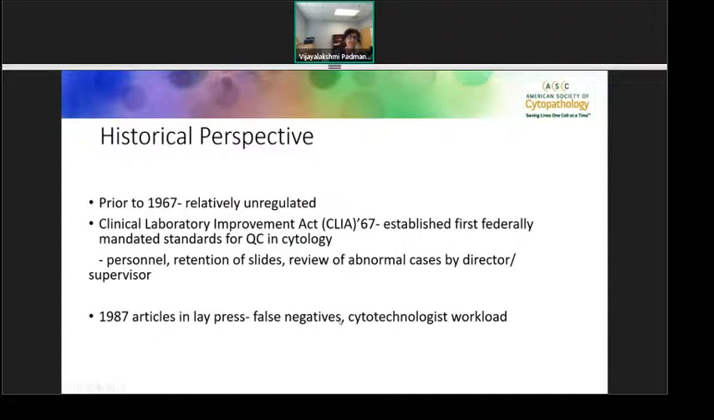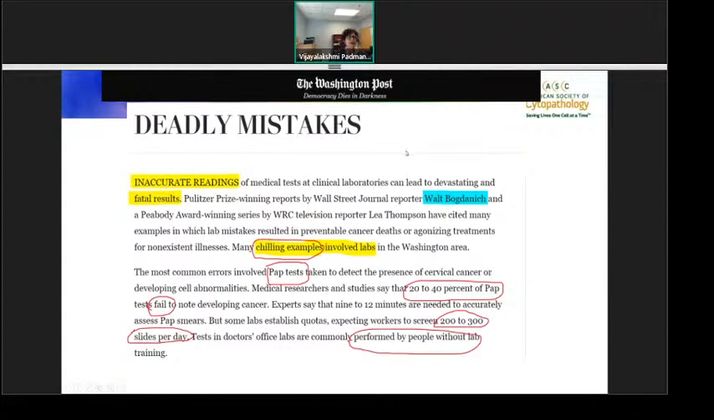So, historic perspective: prior to 1967, most laboratories were pretty much unregulated. There was a little bit about interstate commerce, but for the most part, most clinical labs really didn't have very major standards like we have today. But something changed in 1987 because the lay press had a lot of articles. The Washington Post carried articles about inaccurate readings, chilling examples involving labs where 20 to 40% of pap tests were false negative. People were rushing through screening maybe 200 to 300 slides a day, and sometimes these tests were performed by people who didn't even have lab training.